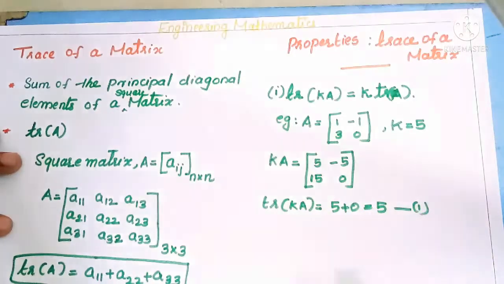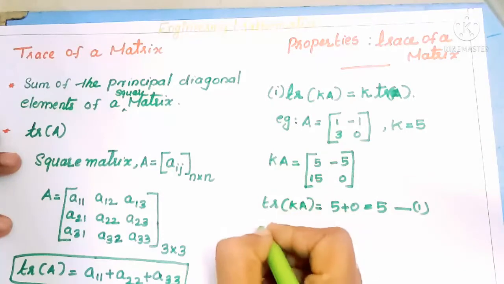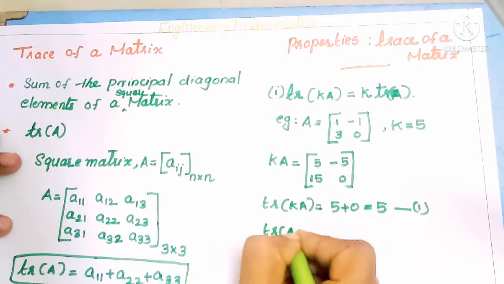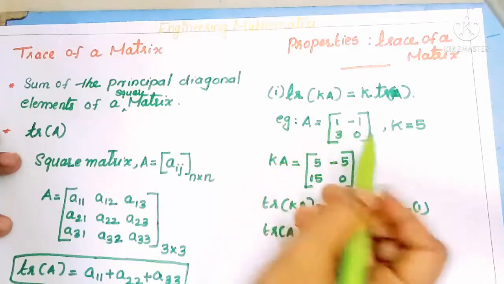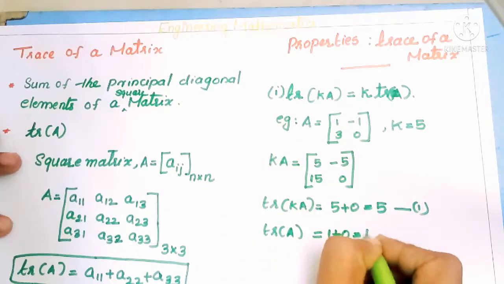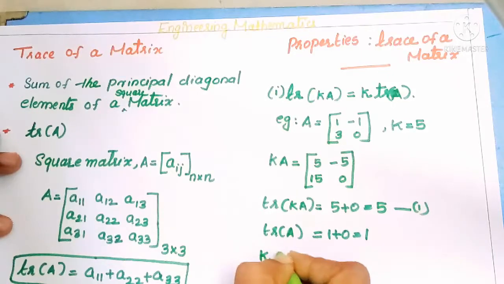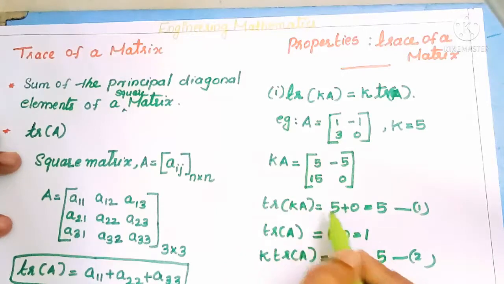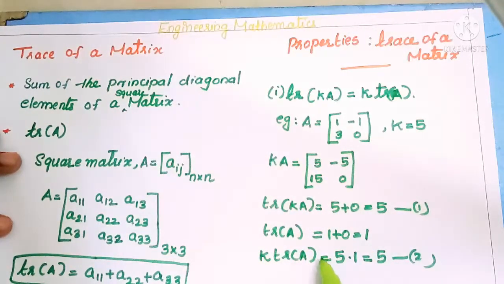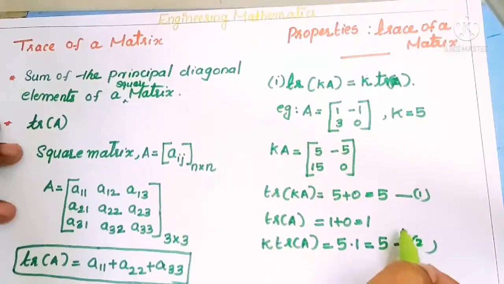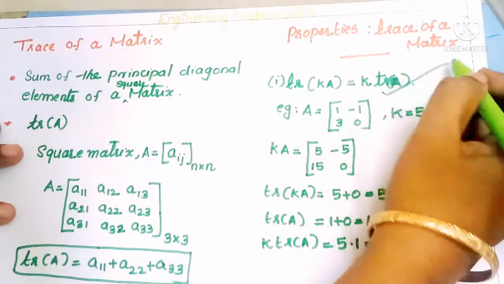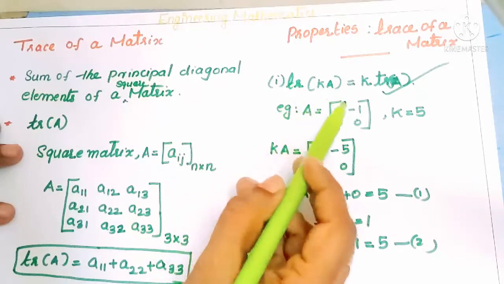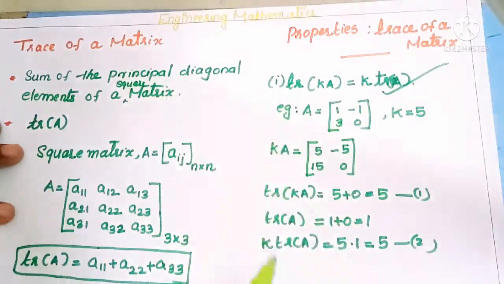Question number 1. Next, find trace of A. Trace of A becomes 1 plus 0, which is equal to 1. Then find k into trace of A, which should be equal to 5 into 1, that is 5. If you compare trace of kA and k times trace of A, both values are equal. So we can say this property is true. That means trace of kA is equal to k times trace of A.